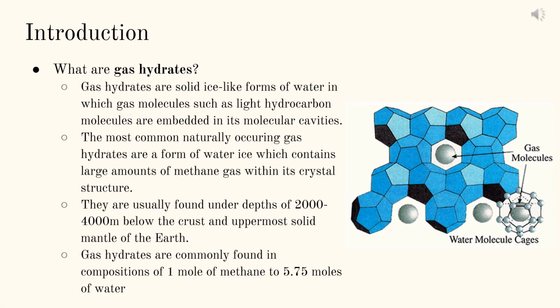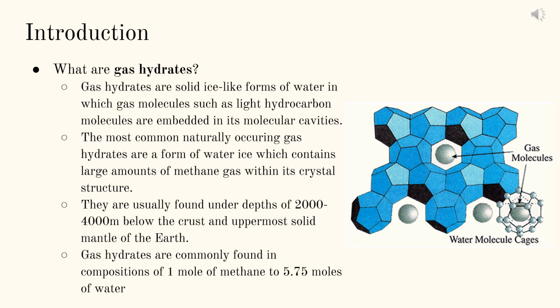So, what are gas hydrates? Gas hydrates are a solid ice-like form of water in which gas molecules, such as light hydrocarbon molecules, are embedded into its molecular cavities. The most common naturally occurring gas hydrates are forms of water ice which contain large amounts of methane gas within its crystal structure.